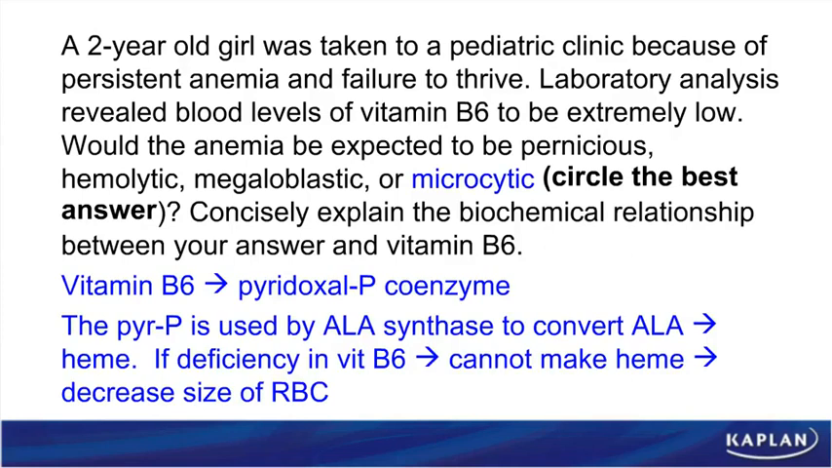The anemia would be expected to be microcytic, and the biochemical reason is that vitamin B6 is needed to make the coenzyme pyridoxal phosphate. Pyridoxal phosphate is needed by the enzyme ALA synthase in heme synthesis to convert ALA to heme. If there's a deficiency of vitamin B6, heme cannot be synthesized, therefore the red blood cells will not develop properly and will be small in size.